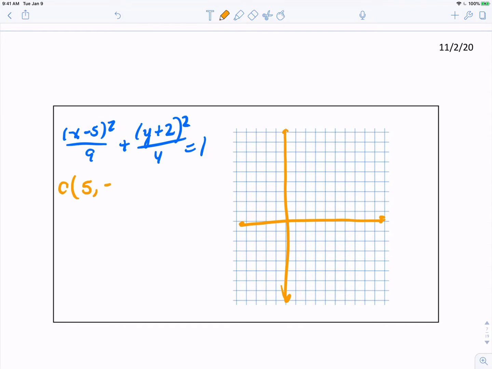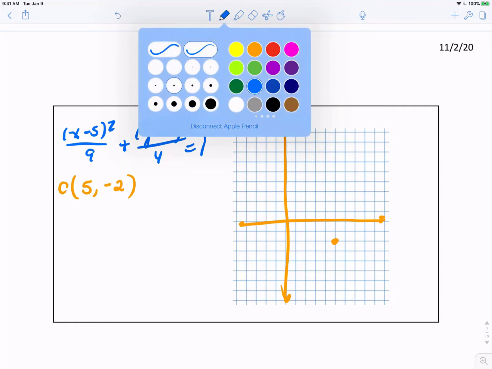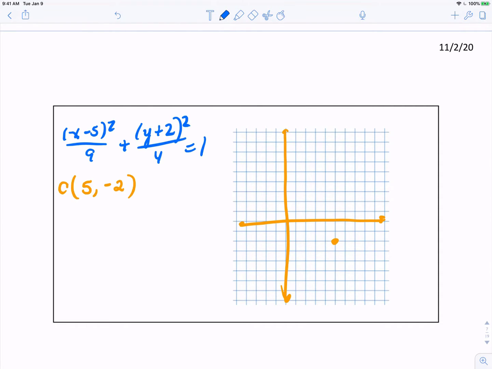What are we subtracting from y? -2. So this ellipse is going to be centered at the point 5, -2. So why don't you see if you can go ahead and sketch what the ellipse is going to look like.